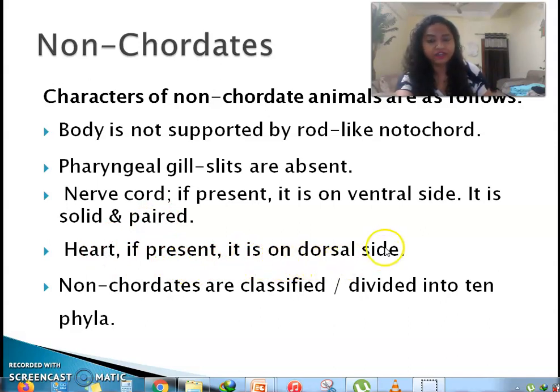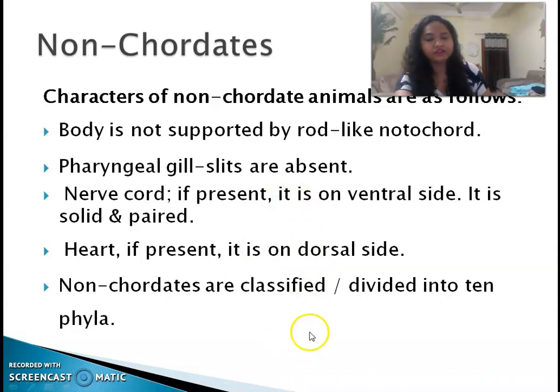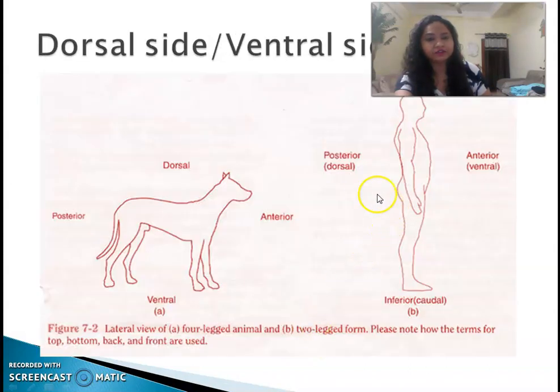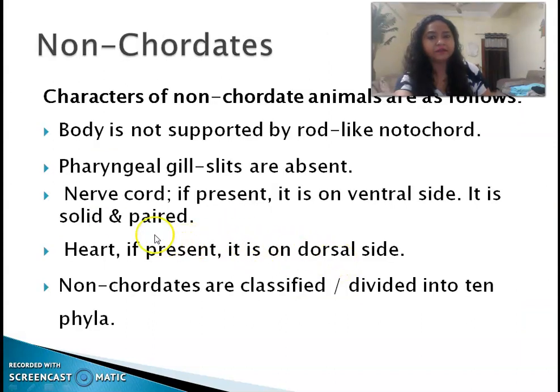Heart, if present, is on the dorsal side. Dorsal side was which side? Let us go back again so that we understand. Dorsal side is the back side while ventral side is the front side. So again I am reading that nerve cord, if present, is present at the ventral side while heart is present at the dorsal side. Non-chordates are classified or divided into 10 phyla, which we will be studying in the coming up modules.